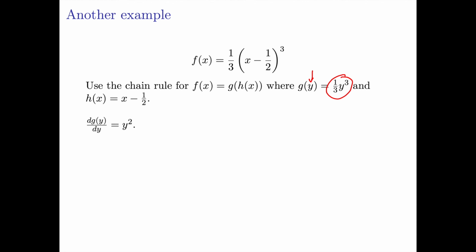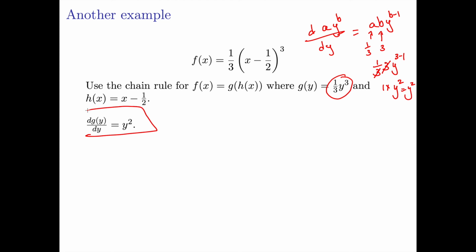These are arguments, these are variables, so you can call them anything you want. We're going to use the power rule here. We've got a times y to the b. The power rule is the same whether you call it x or y. So the derivative of this with respect to y is a times b, y to the b minus 1. Here a is 1/3, b is 3, so we get 1/3 times 3 times y to the 3 minus 1. The 3 and the 3 cancel out, so we get 1 times y to the 3 minus 1, which is 2, which is just y squared. And that's what I've written down here. So we have the derivative of g with respect to its argument is just the square of its argument.